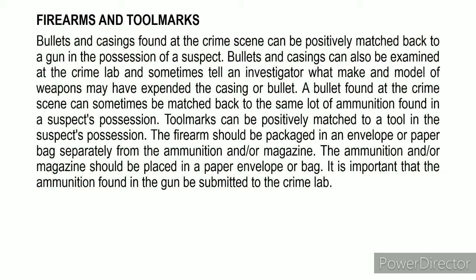Firearms and tool marks. Bullets and casings found at the crime scene can be positively matched back to a gun in the possession of a suspect. Bullets and casings can also be examined at the crime lab and sometimes tell an investigator what make and model of weapon may have expended the casing or bullets. A bullet found at the crime scene can sometimes be matched back to the same lot of ammunition found in a suspect's possession.